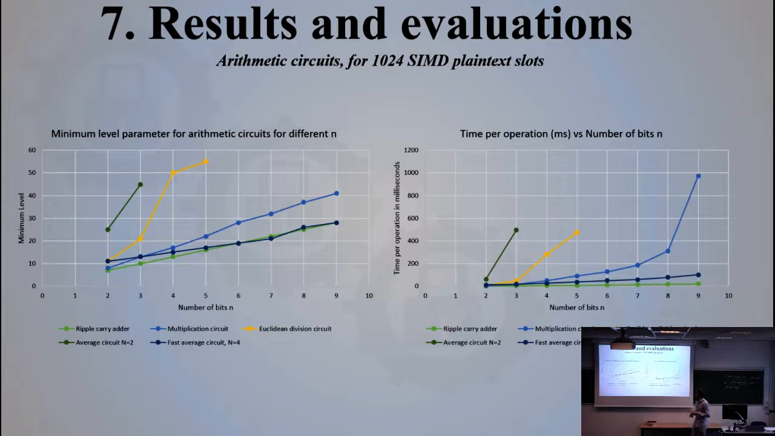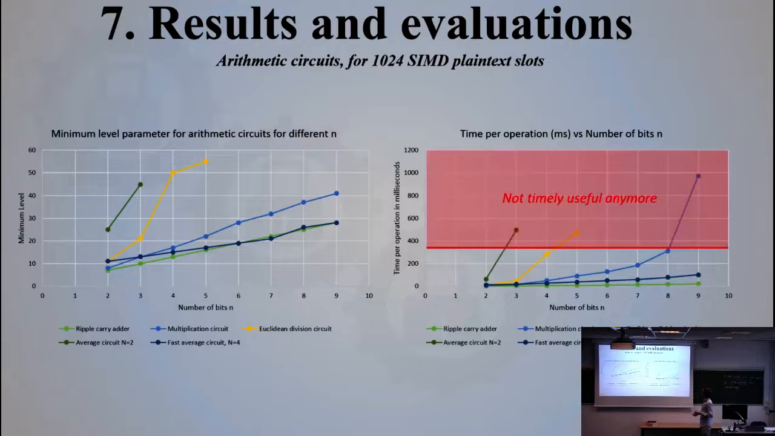And now this is a time plot. This is the number of bits for each secret. As you can see, the multiplication one can actually be used, so that's great, if the number is less than or equal to 8 bits. For 9 bits, the time rises hugely and it becomes unusable. It's not useful anymore. It's really ridiculous to have 1 second for each operation.